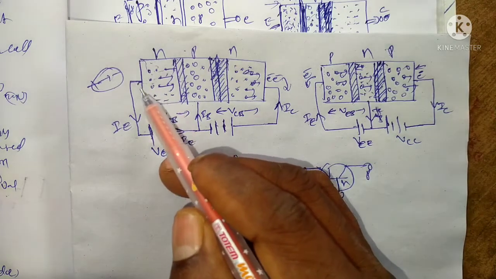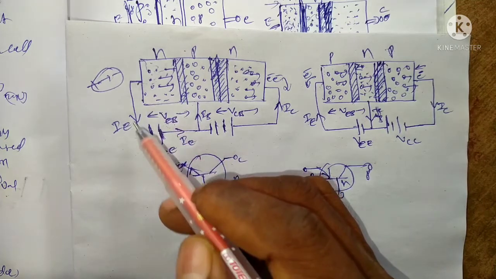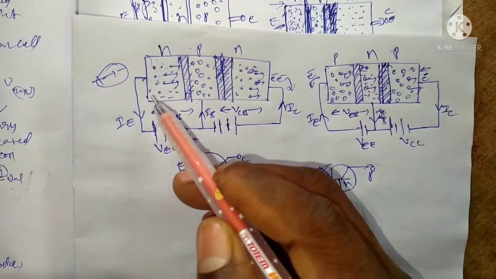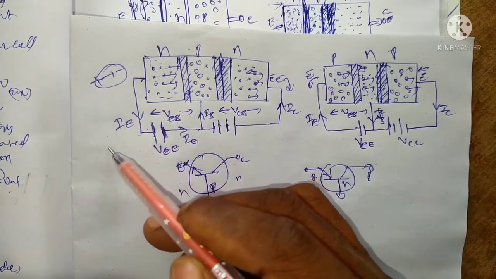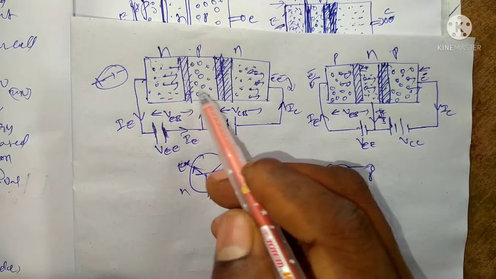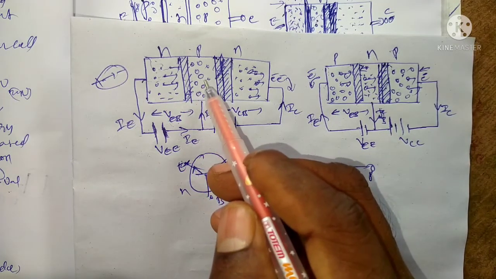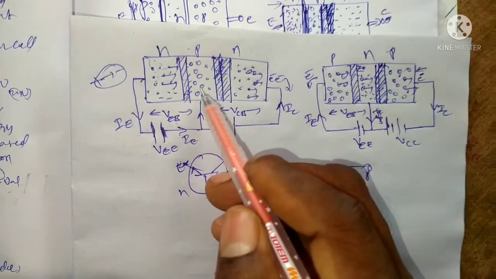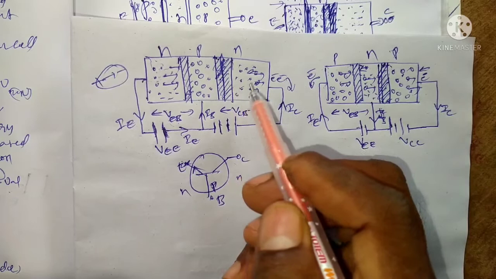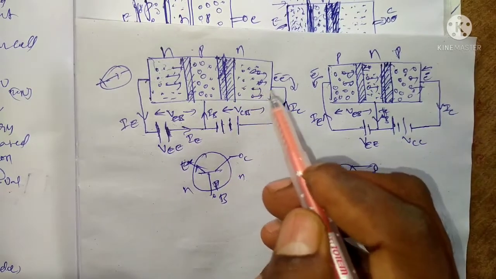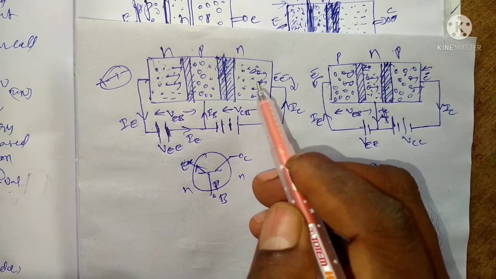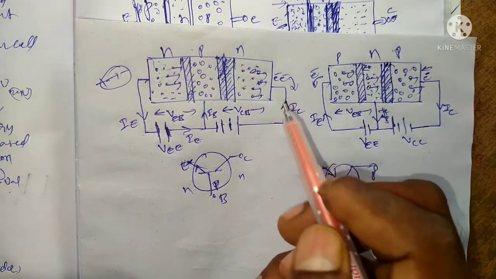This is due to the emitter, and it is called the emitter current. These electrons enter the base. The duty of the base is to transmit the electrons from the emitter to the collector. The collector collects some of the electrons, and it gives the current. See here, electrons flow this side and the current direction is opposite.